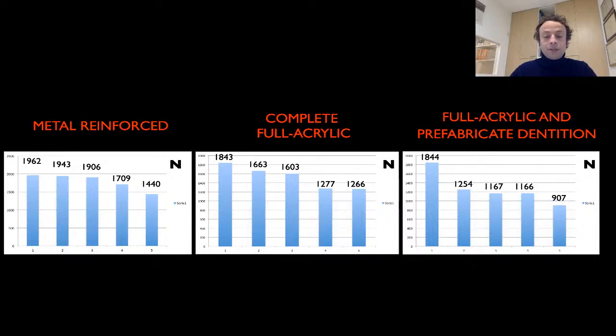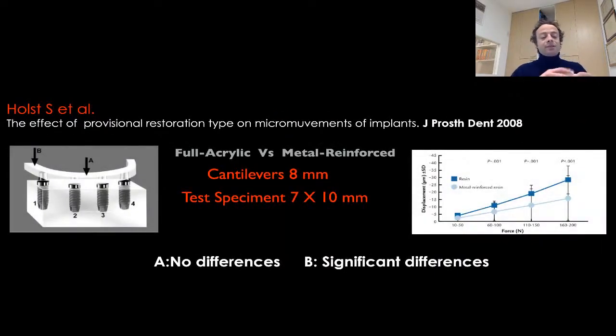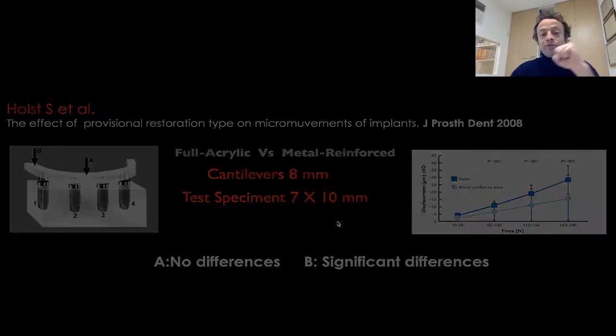And in fact, this is what I normally do in my patients. We also have other in vitro studies that describe how the full acrylic approach can be comparable to the metal reinforced one, in particular if we exclude distal cantilevers from the rehabilitation, because it is on the distal cantilever that the presence of a metal reinforcement can have a significant impact on the biomechanical performance.